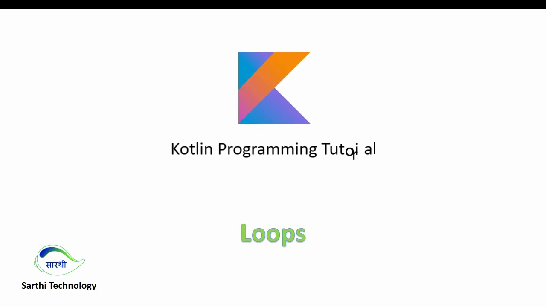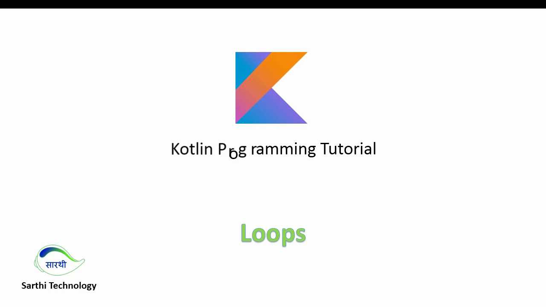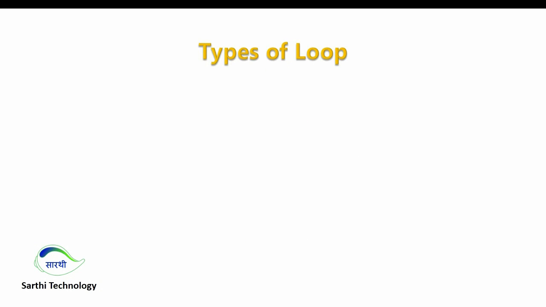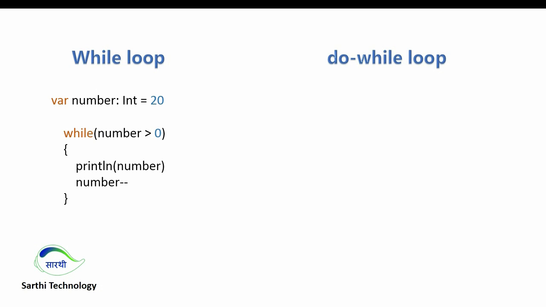Today we will learn about the use of for loop in Kotlin. Just like other programming languages, for example Java, Kotlin has three kinds of loops, that is while loop, do while loop and for loop. Use of while loop and do while loop are almost the same as other languages. Here you can see an example.